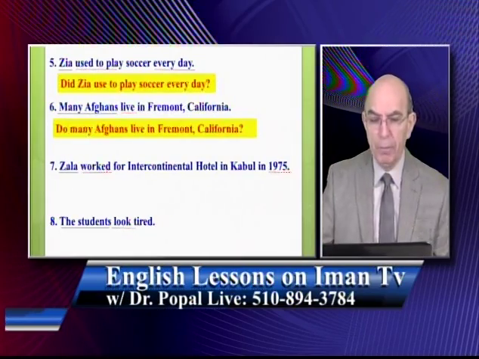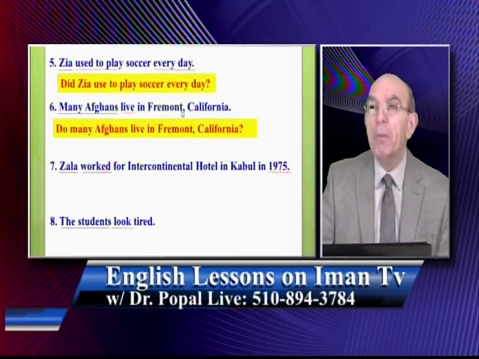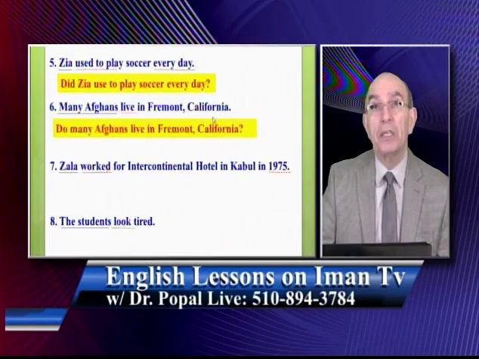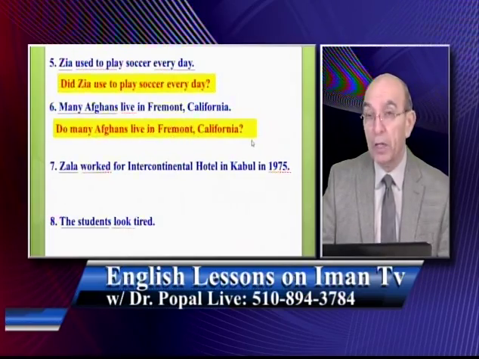In writing, when you say the city and then the state, you need to put a comma between the city and the state. So you say, many Afghans live in Fremont, comma, California. And in this case, you write California completely. You don't abbreviate it, okay? And again, in the question too, do many Afghans live in Fremont, comma, California?